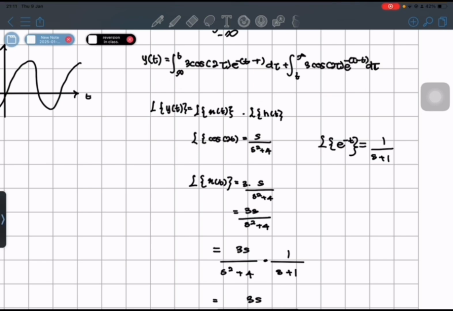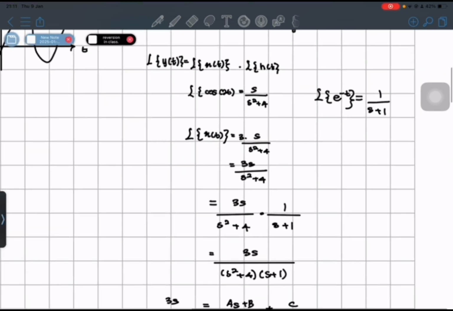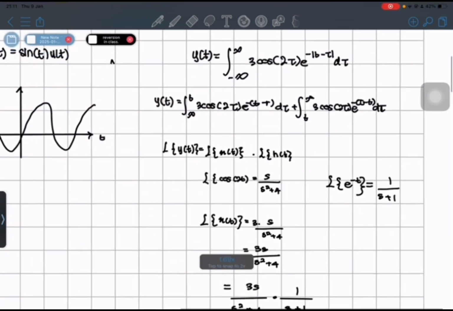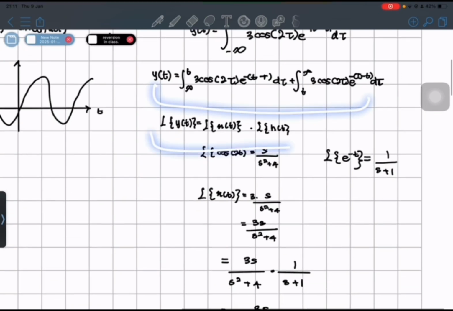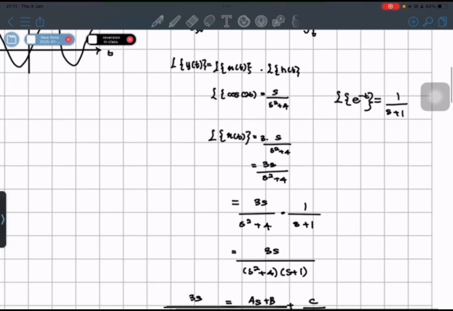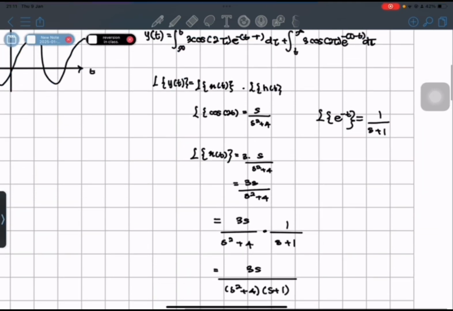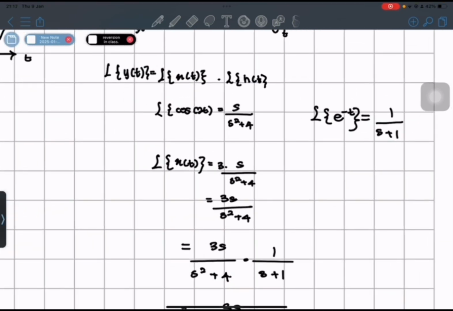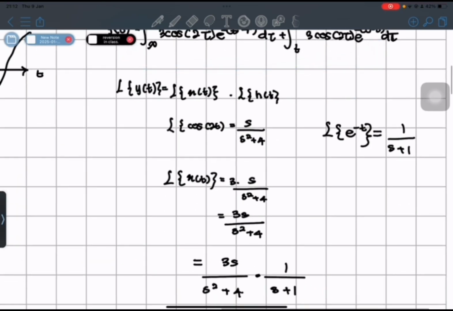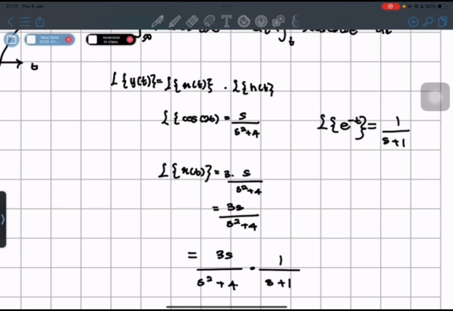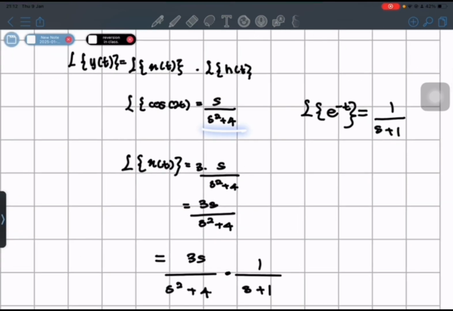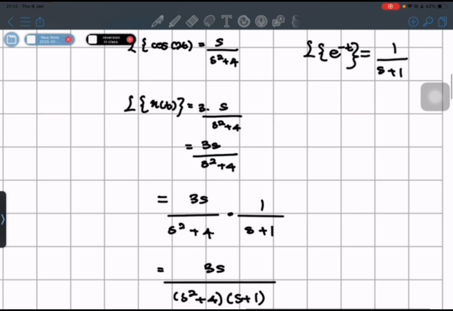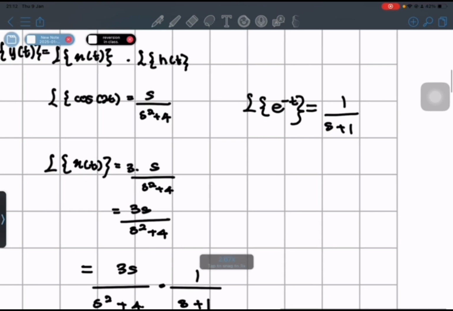in Laplace transform. So from this integral, we change it to the Laplace transform, and we solve the Laplace transform of this equation. For the Laplace transform of xt, which is cos 2t, we got s over s squared plus 4. This is the answer after we Laplace transform, and then we Laplace transform exponent to the power of negative t, then we got this.